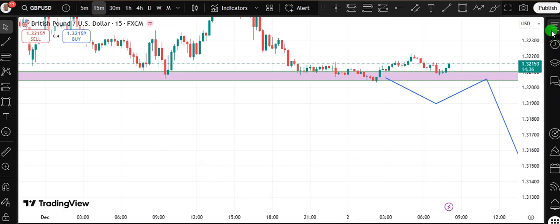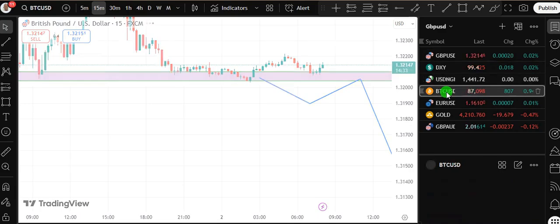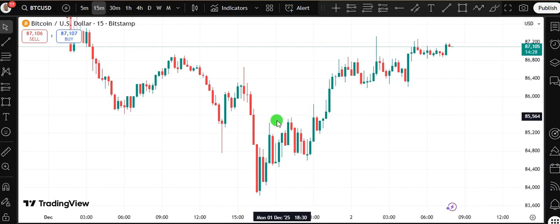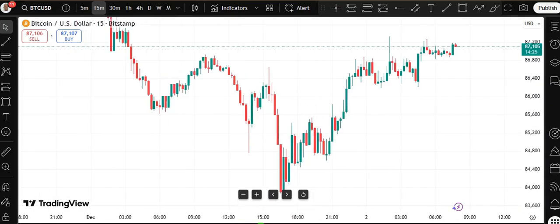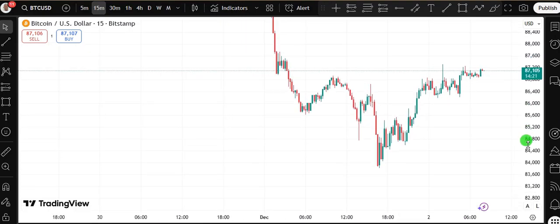That said, let's go to the next one for today, which is going to be BTC USD. Now, on BTC USD, I'm seeing a bullish movement, and I will mark the zone to tell you where the bullish movement is coming from. Now, let's start with the H4 so I can use it to mark.